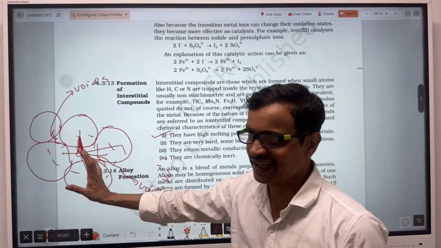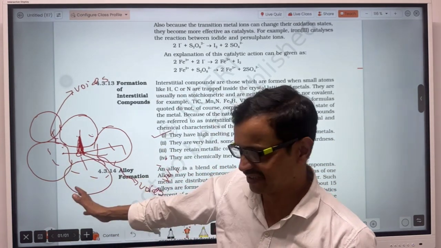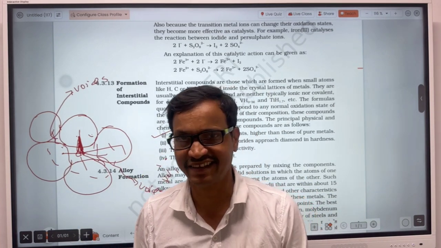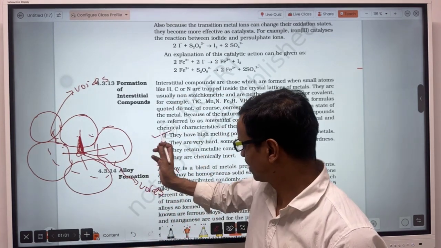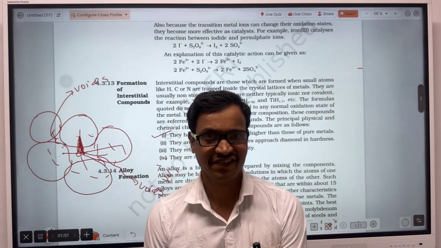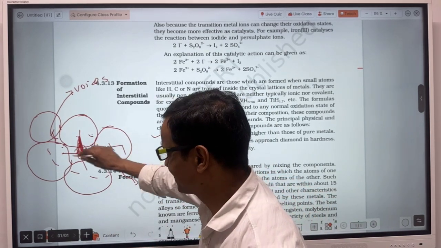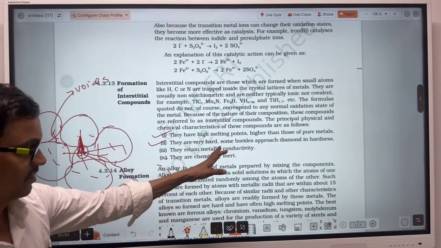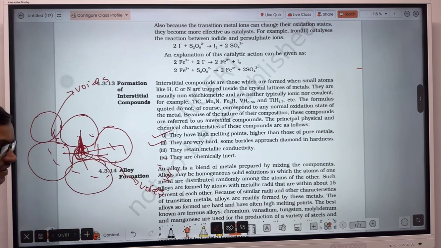Why greater? This one I have told you. In the examination, the question will not ask you to write the reason, but will ask which of the following statements is correct. Among that, you should keep in mind that interstitial compounds have greater melting points. They are harder also because the void has been occupied. Same here, they are hard. Obviously, some borides approach diamond hardness. You know already, they are hard because the void got occupied by the anions.